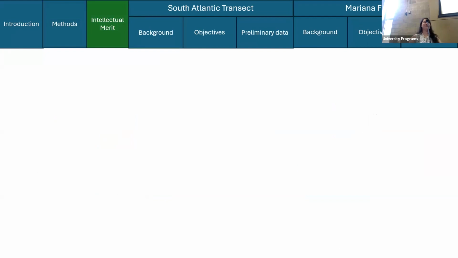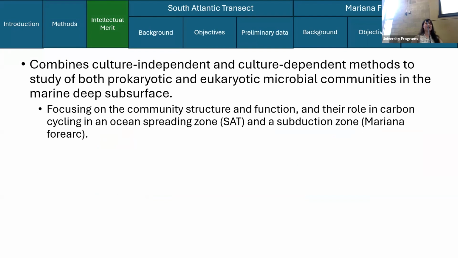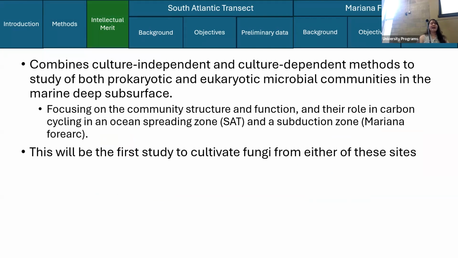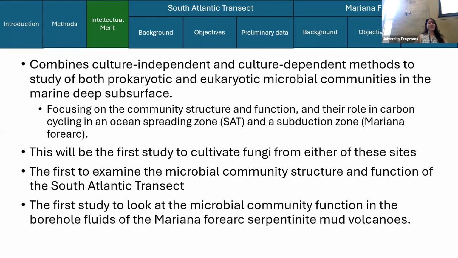And so going on to the merit of this project: it combines culture independent and dependent methods to look at both prokaryotic and eukaryotic microbial communities in the marine deep subsurface. It's going to focus on the structure and function of those communities and their role in carbon cycling at an ocean spreading zone and a subduction zone. It'll be the first study to cultivate fungi from either of these sites, the first to examine the microbial community structure and function at the South Atlantic transect, and the first to look at the microbial community function in borehole fluids in the Mariana Forearc.